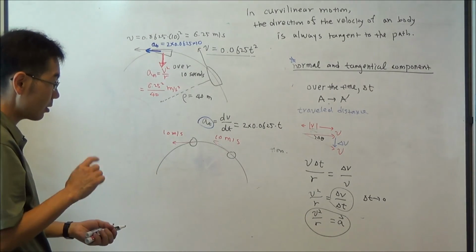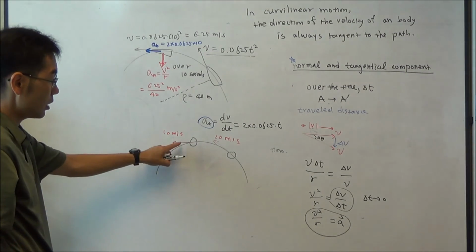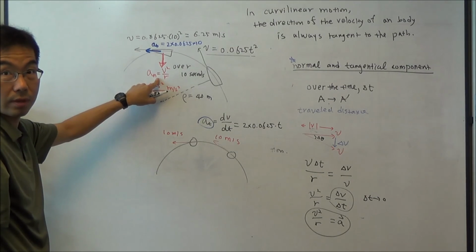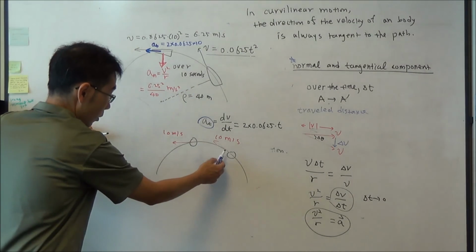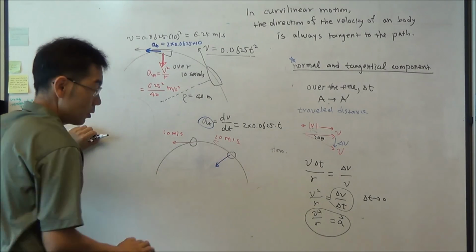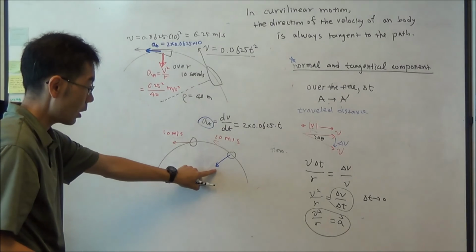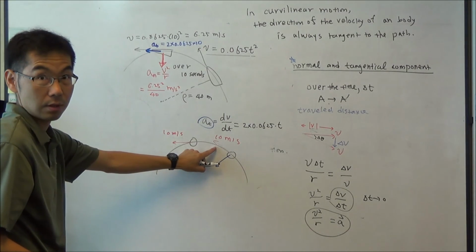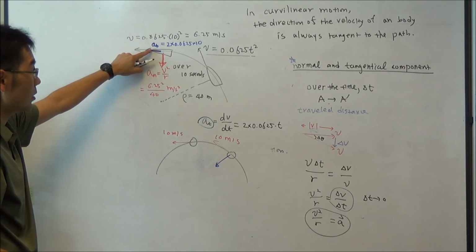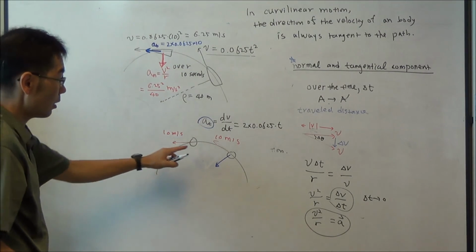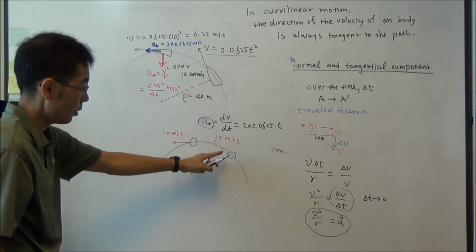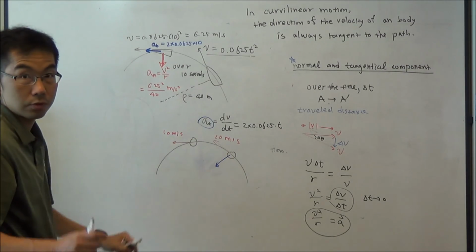The acceleration that accounts for the change of direction is the normal direction acceleration. So in order to change the direction, some acceleration should be pointing to the center. This one accounts for the change of direction of your velocity. And tangential acceleration is just the change of the magnitude of the velocity along the tangent. The normal one accounts for the direction change.